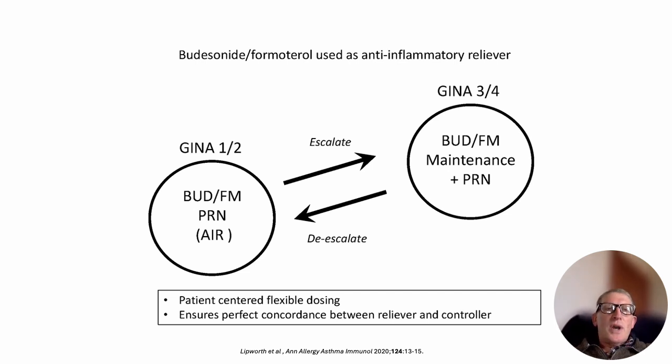A word here also is that beclomethasone formoterol has an approved indication for use as maintenance and reliever therapy, but not as reliever therapy alone. So if you are going to use beclomethasone formoterol in that way, then you're using it as an off-label indication. I think that's something that's worth mentioning here. The only drug which you can use in this way, going up and down the escalator between anti-inflammatory reliever therapy plus or minus maintenance, is budesonide formoterol, at least if you're sticking to the labelled indication.